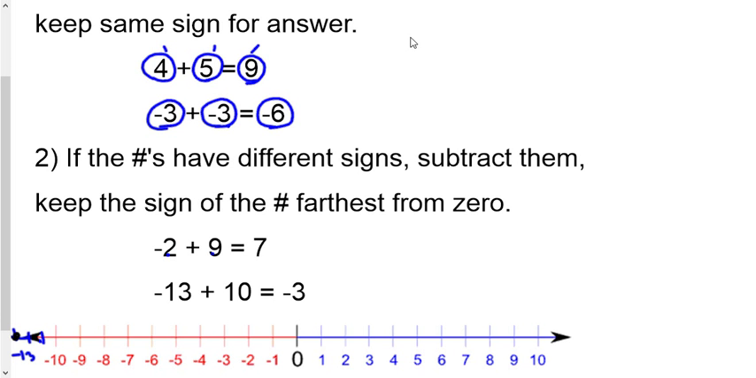Let me put it in a different color just so you can see it. I'm at negative 13 right here, negative 12, negative 11, 10, 9, 8, 7, 6, 5, 4, and 3. And that gets me over 10 spots. And so I'd wind up at negative 3. So the number line method absolutely works. It's very easy to see.